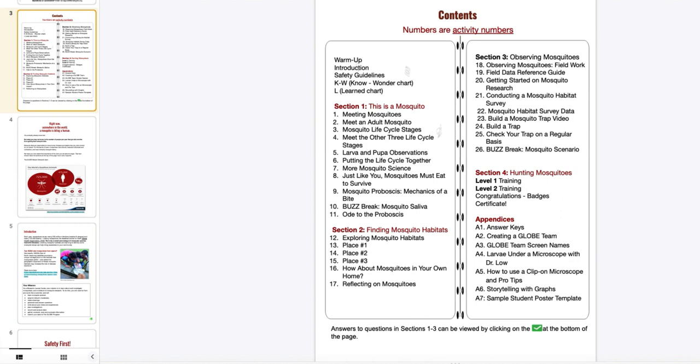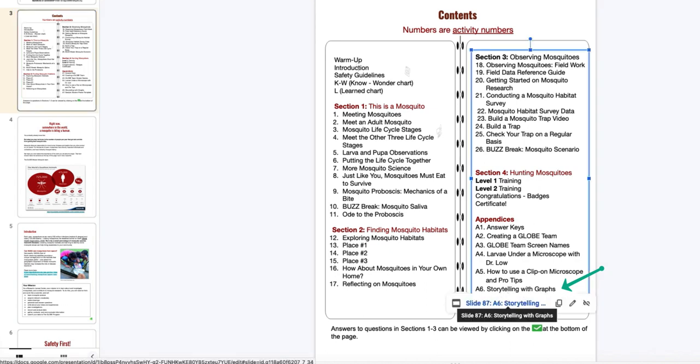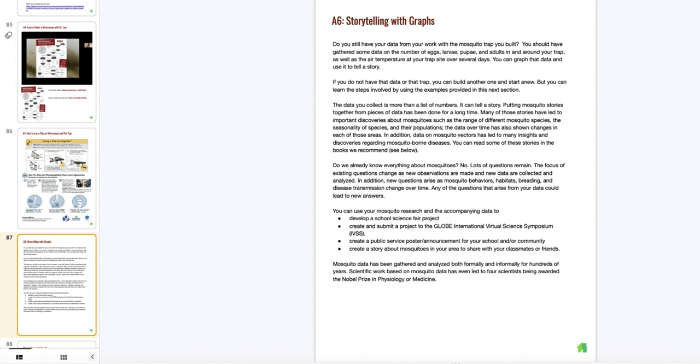Let's take a look at where we can start looking at the data. In the appendices of the Larvae Mission Mosquito Hunters Guide, A6 Storytelling with Graphs, we're going to click that and it'll take us right to the page. Do you still have your data from your work with the mosquito trap that you built?